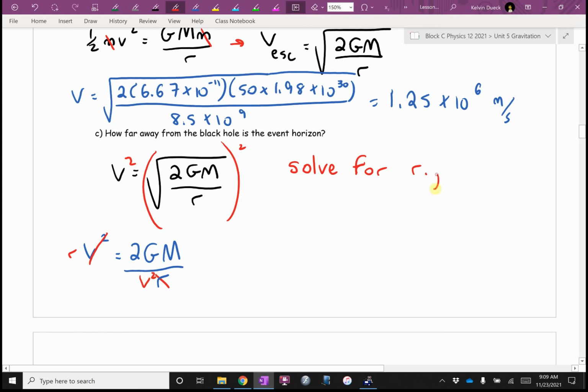And then what we're going to do, we're going to let V equal C. Who remembers from Physics 11 what was lowercase c? If we let escape velocity be the speed of light, that tells us the black hole's event horizon. It tells us where this black hole starts becoming what we think of as a black hole. So it's going to be 2, 6.67 times 10 to the negative 11, 50 times the mass of the sun.